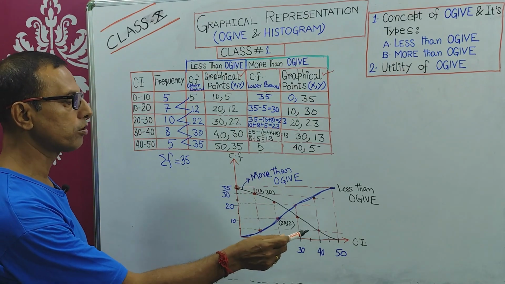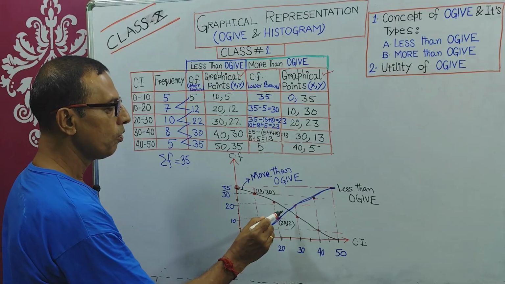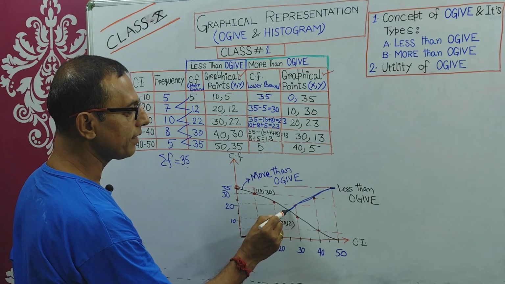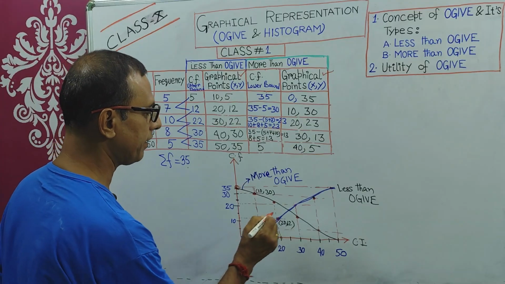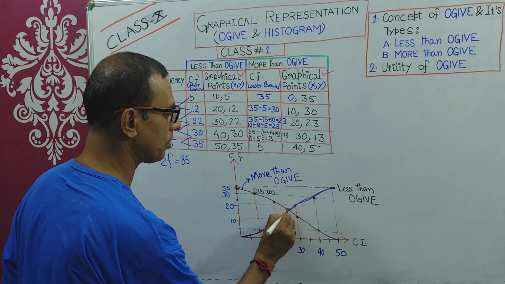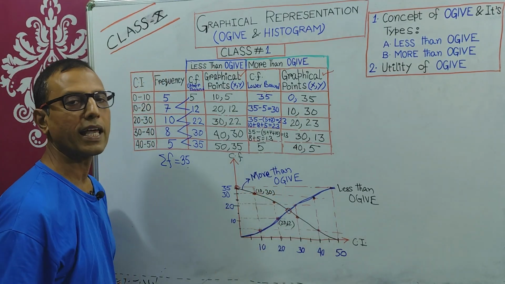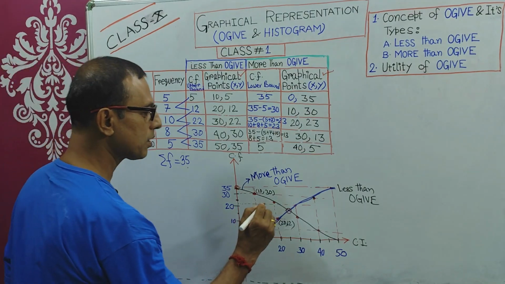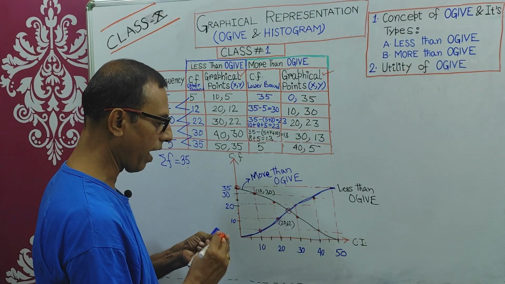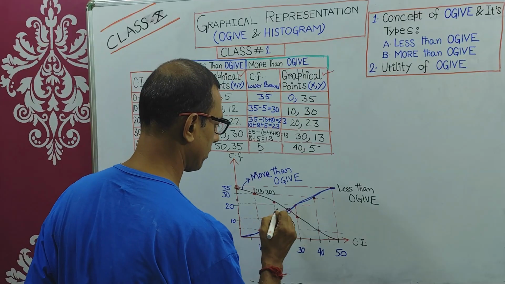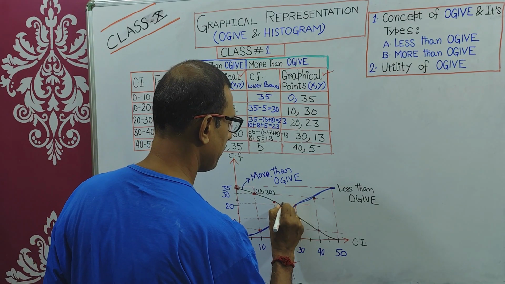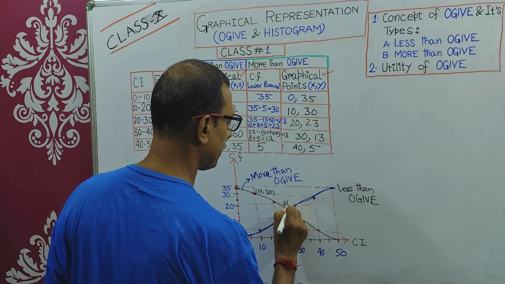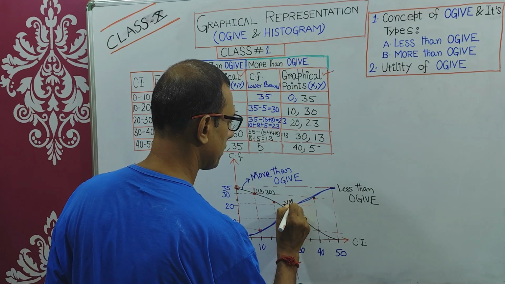I would also like to explain what this intersection point actually interprets. The intersecting point of the less than ogive and more than ogive is actually the median. Why is it the median? Let's understand that. So this point, let's say this is P. This point is actually the median.